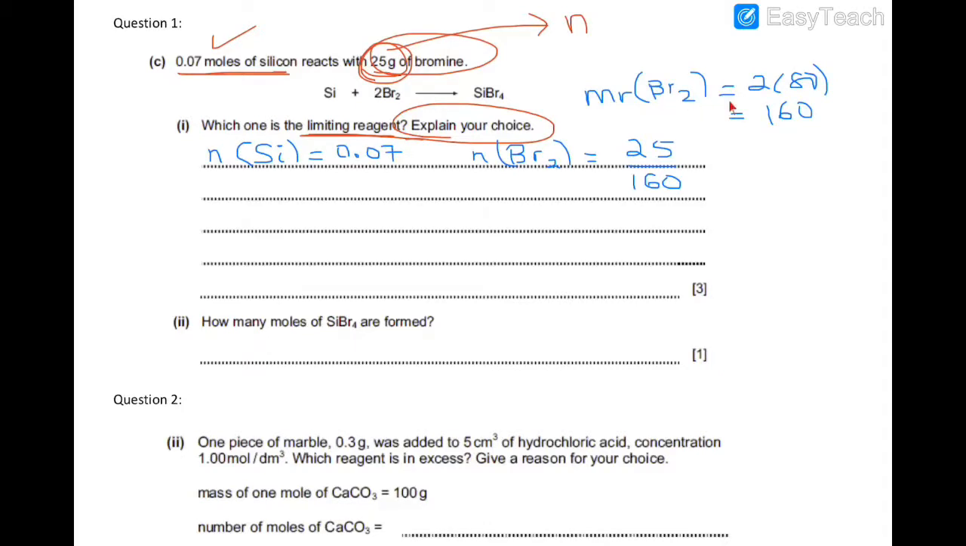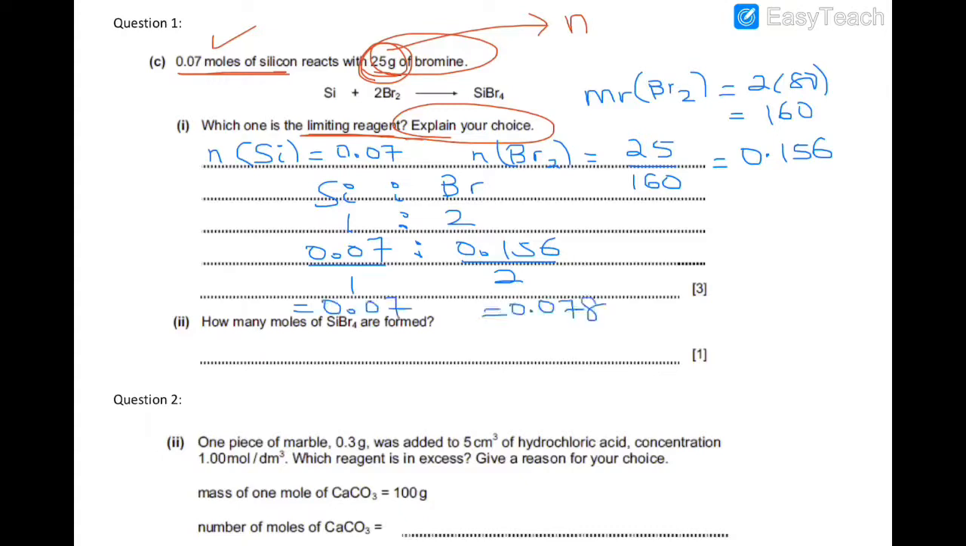So here I've calculated the MR of bromine, 160. Bromine exists as Br2, so 2 times 80. So number of moles is mass divided by MR. And I'm going to use the mole ratio now. Silicon is to bromine, so this is 1:2, and 0.07 is to 0.156. I'm going to divide this by 2, divide this by 1, and I'm going to have these two values.